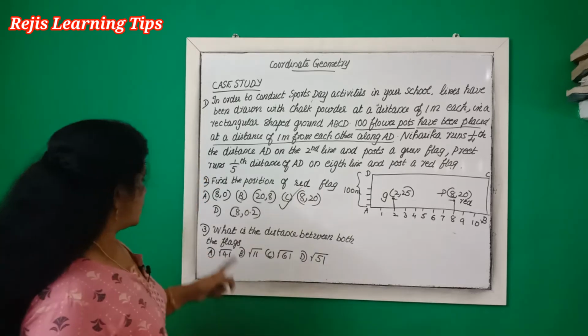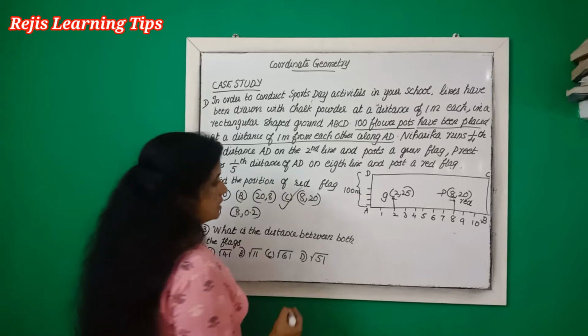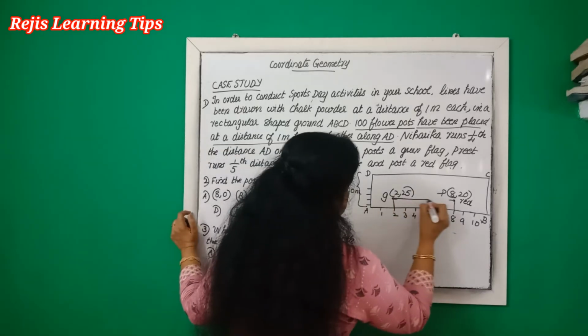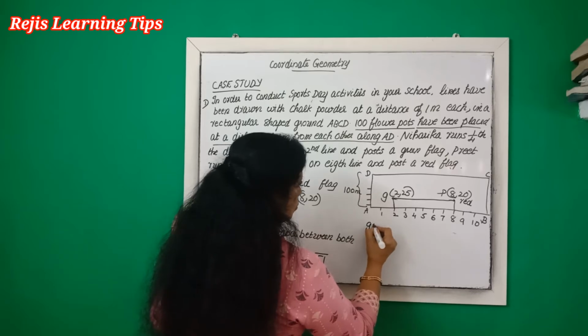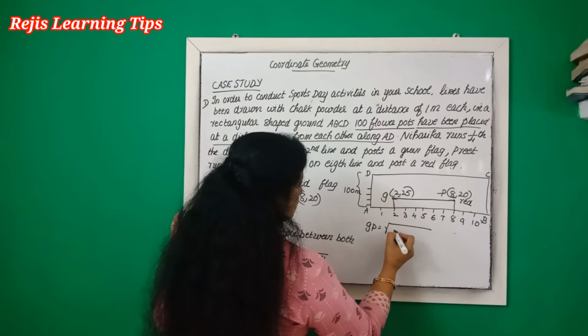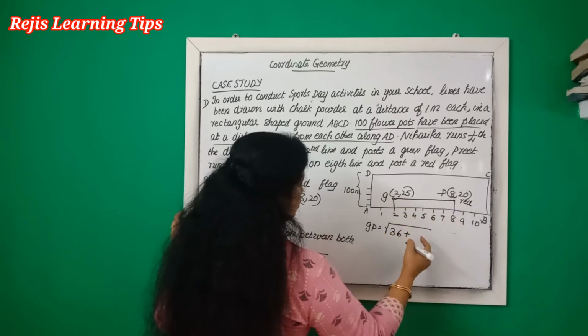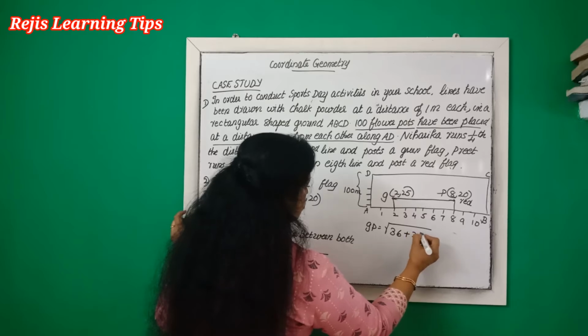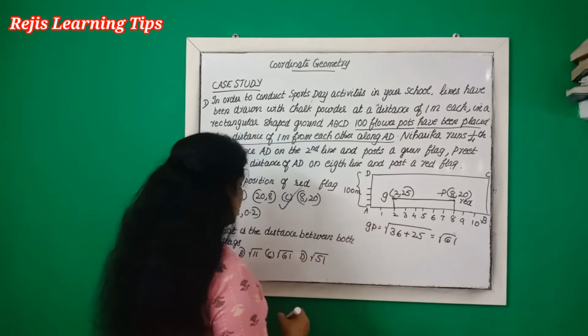Then third question, what is the distance between both the flags? So GP is the distance between both the flags, that is root of (x2 minus x1) squared plus (y2 minus y1) squared. 8 minus 2 is 6, then square 36, plus 20 minus 25 is minus 5, square is 25. So that is equal to root of 61. So our option C.